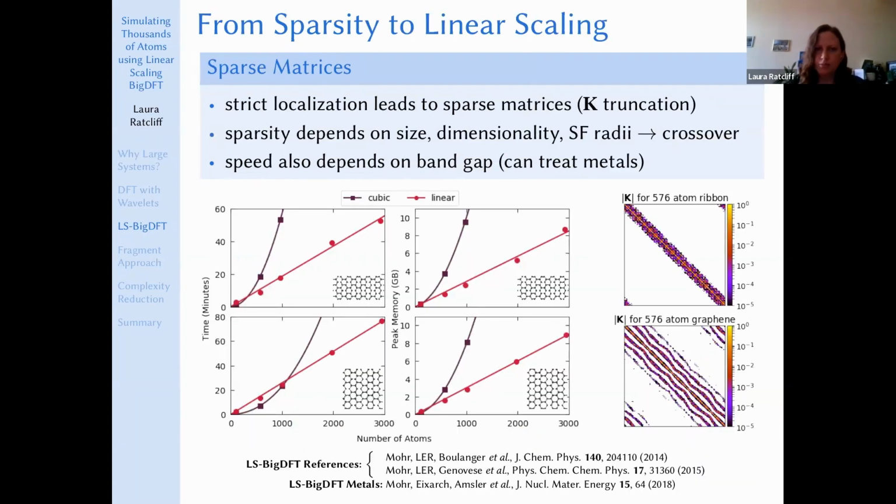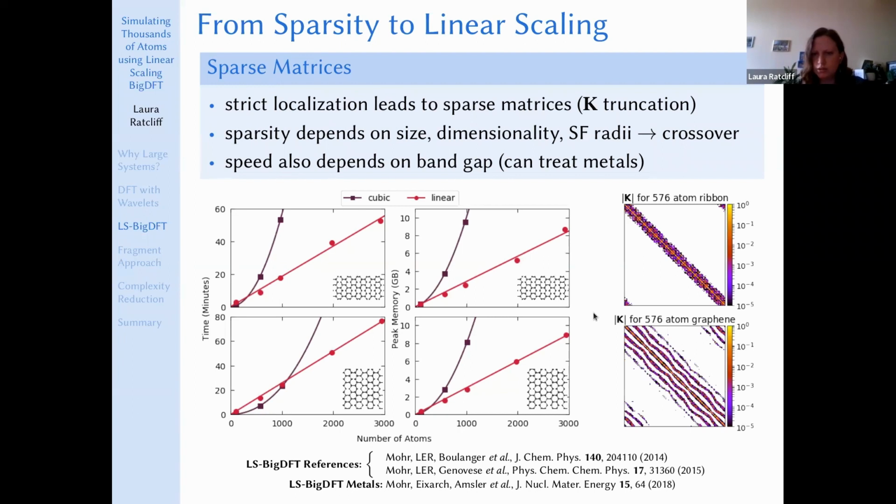So if you put this algorithm together, we've also, as I mentioned, imposed strict localization, and this leads us to sparse matrices, especially as we truncate the density kernel. But this sparsity depends on both the size of the system, but also other factors like the dimensionality and the choice of support function radii. And all of these factors influence the point at which you have a crossover between the linear scaling and cubic scaling calculations. So how many atoms do you need to go to before linear scaling becomes favorable compared to cubic scaling?